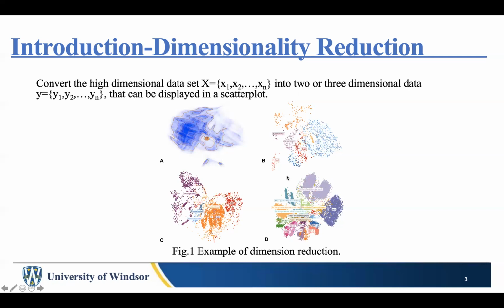Dimensionality reduction is to convert the high-dimensional dataset into a 2 or 3-dimensional space that can be displayed in a scatter plot. When confronted with the curse of big data, we can use dimensionality reduction algorithms to make the data get to the point. In this example, there are 4 datasets.